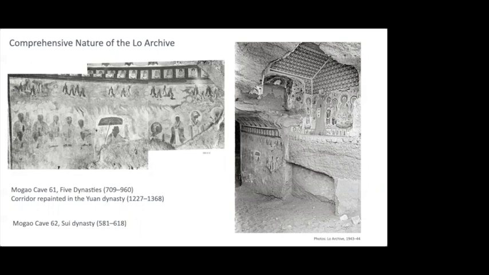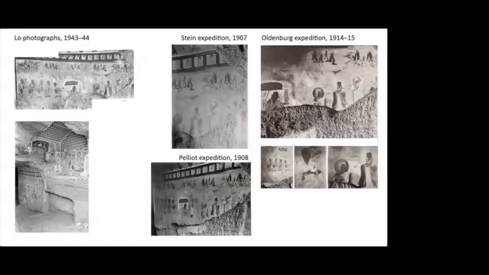I show an example of just one section of Mogao Cave 61, the corridor, which is this area here, and Cave 62, which is the top part of this image at right. The two photos at left here are in the corridor, and here I show them boxed in yellow. Compared to the 3 other major expeditions to the cave site, the Lowe photographs are clearly the most comprehensive, and I'm only showing 3 Lowe photos here. There are many, many more of this cave. The photos from the Stein, Pelliot, and Oldenburg expeditions are self-explanatory, and they number very few compared to the Lowe archive photos.